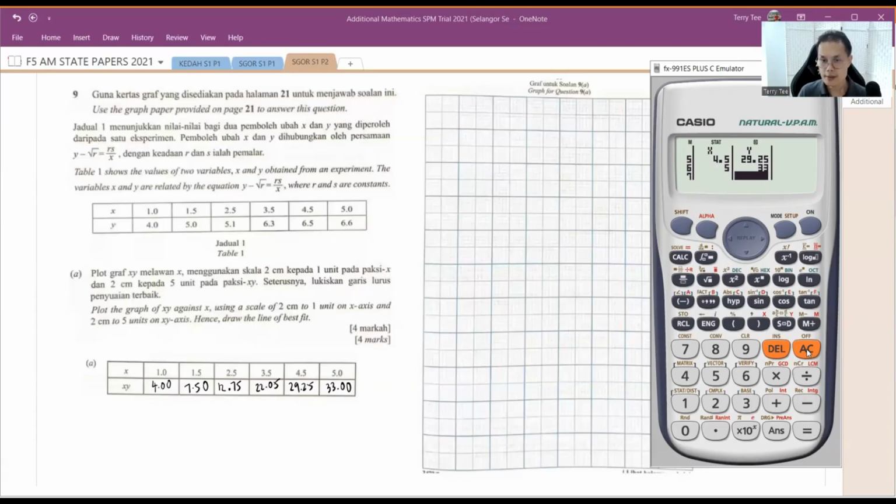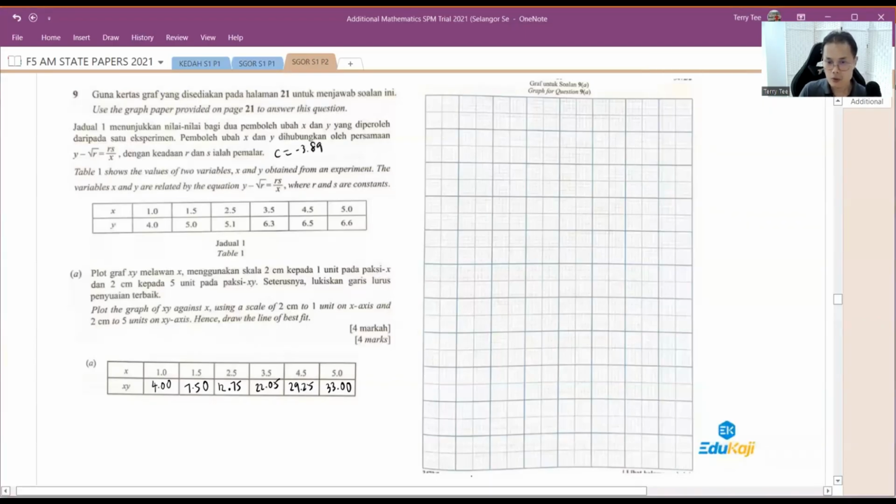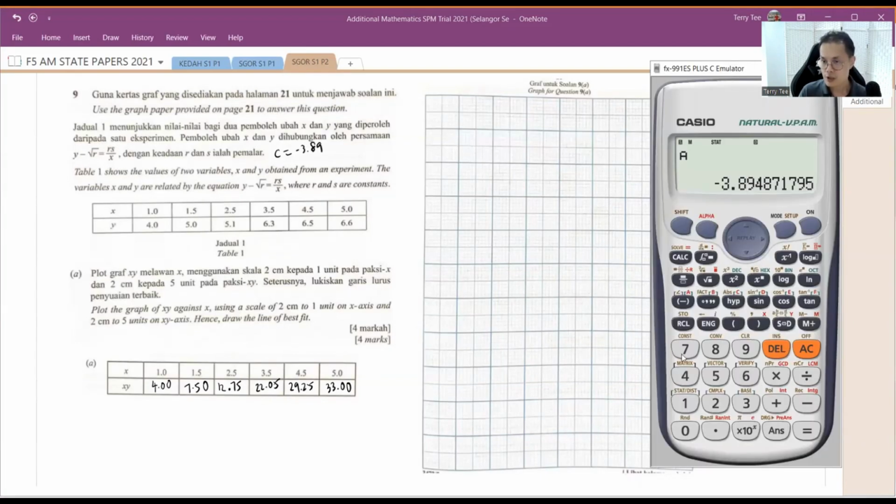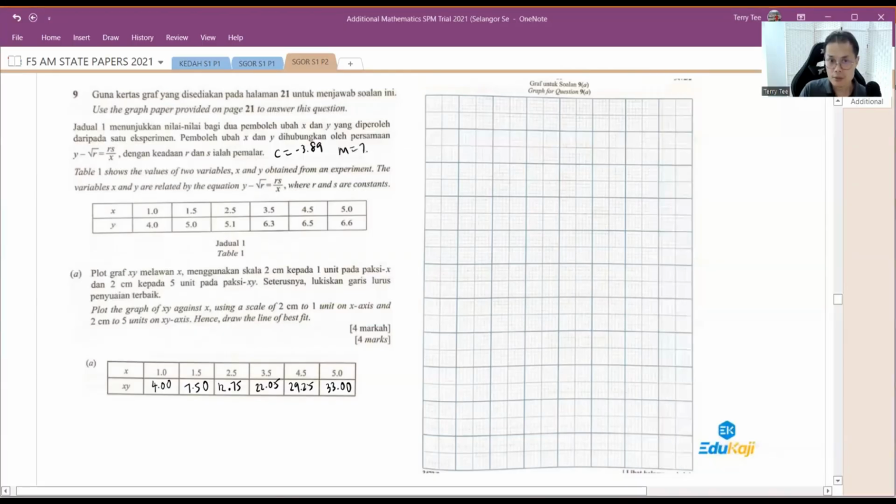Next, press AC, press Shift 1 for stats, go to number 5, regression. A is your y-intercept, B is your gradient. I press 1 for A, my y-intercept is negative 3.89, so roughly negative 3.89 or negative 4. Then press Shift, stats again, number 5 for regression, number 2 for B, and you get 7.33 as your gradient. This tells me that my graph will cut below, so your y-intercept will be negative.